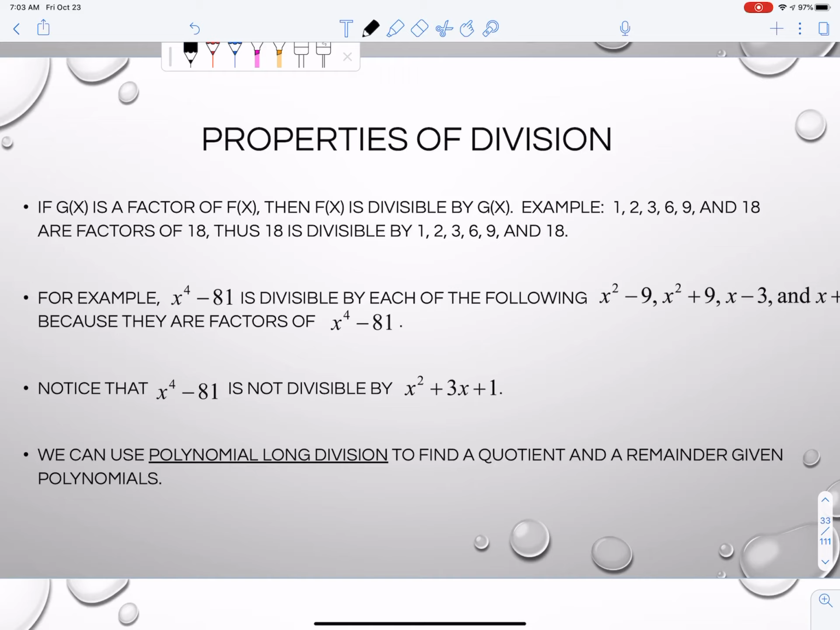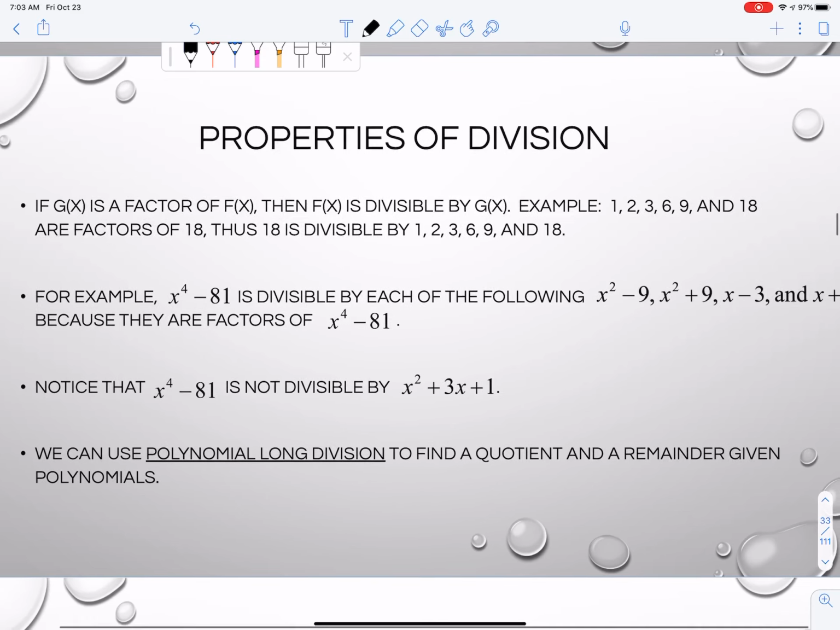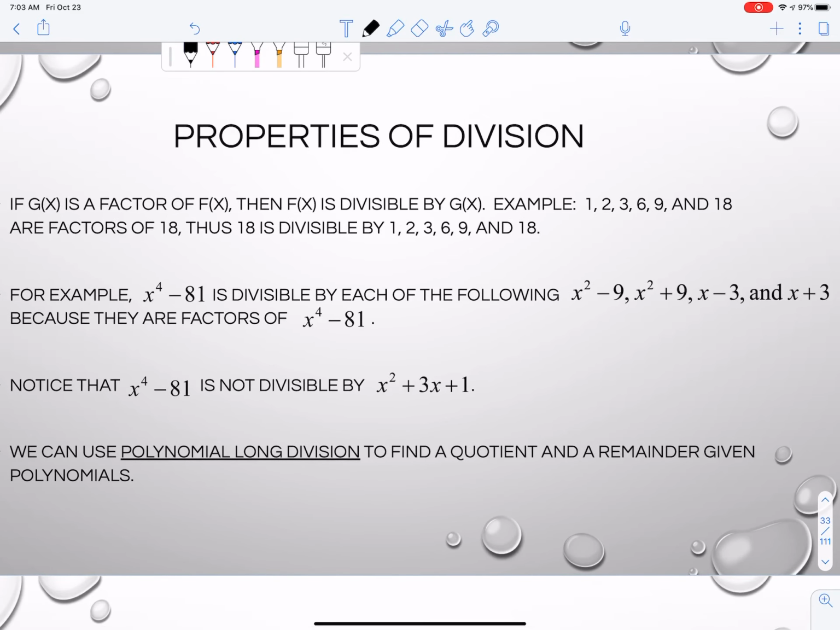Similarly, x to the 4th minus 81 is going to be divisible by x squared plus 9, x squared minus 9, x plus 3, and x minus 3, because those are all factors of x to the 4th minus 81. Those are all of the factors. Because x squared plus 3x plus 1 is not a factor of x to the 4th minus 81, it will not be divisible by x squared plus 3x plus 1. So we're going to use what's called polynomial long division to find a quotient and a remainder, and also to help us factor polynomials.